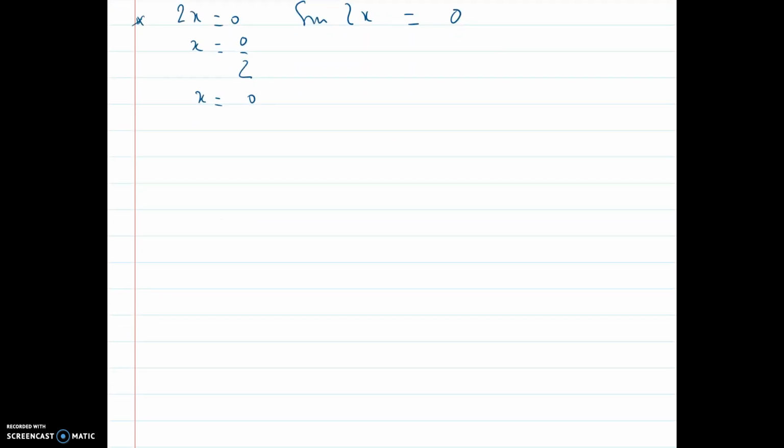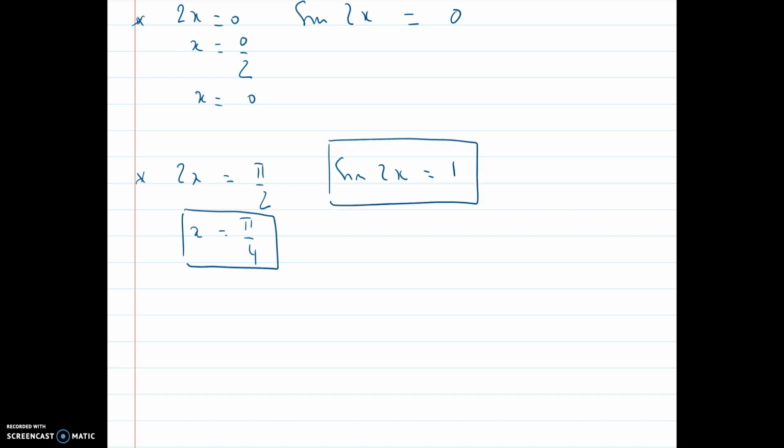Then, when 2x equals pi over 2, remember, sinus of an angle. So what is the value of the sinus when the angle equals pi over 2? Which means in that case, x equals pi over 4. Well, sinus 2x equals 1. So when x equals pi over 4, I'm getting sinus 2x equal 1.